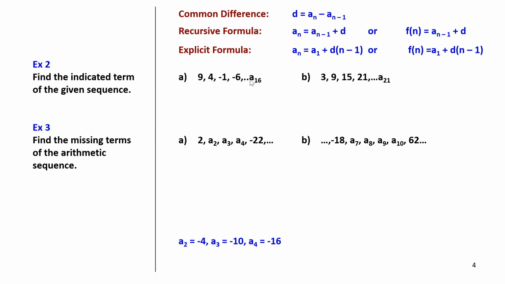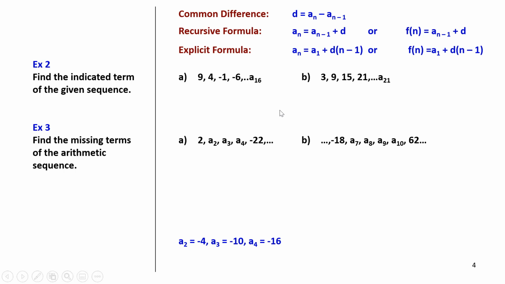The only way I'm going to be able to do that is using an explicit formula right here. I can't use the recursive because to find a sub 16, I would need to know a sub 15. So I'm going to bring down and start to plug in to my explicit formula. Remember, a sub 1 is 9, so I can plug that in. The common difference is pretty easy here. If I take the second term and subtract the first term, I get negative 5. So the sequence is going down by 5s.